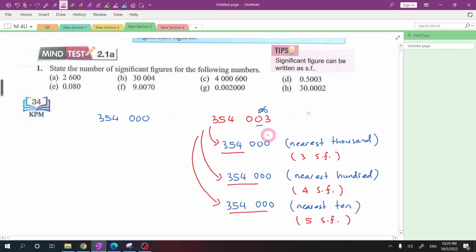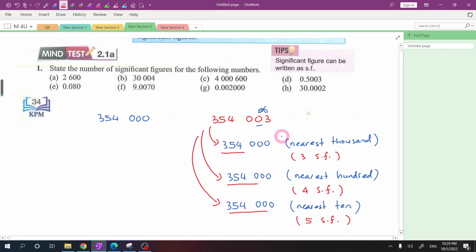So this is why I told you that just now, the 0 at the end of an integer may or may not be considered a significant figure. It depends on the level of accuracy. You see all these are the same, 354000, but here we have 3 significant figures, here we have 4 significant figures, and here we have 5 significant figures.